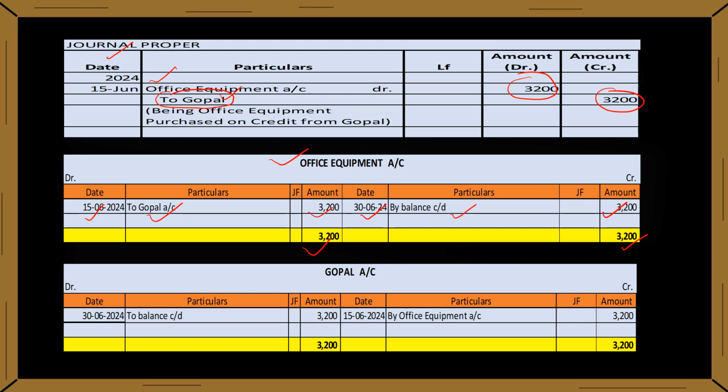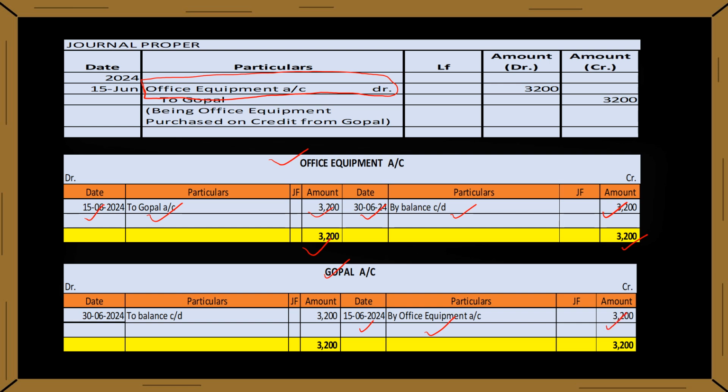Next, we have to open Gopal account. Okay. Next, we are opening Gopal account. So, in the journal entry opposite of Gopal account is office equipment account. Here in the journal entry it is debited. In the Gopal ledger account we are going to credit office equipment, 15/6/2024 by office equipment account 3200.